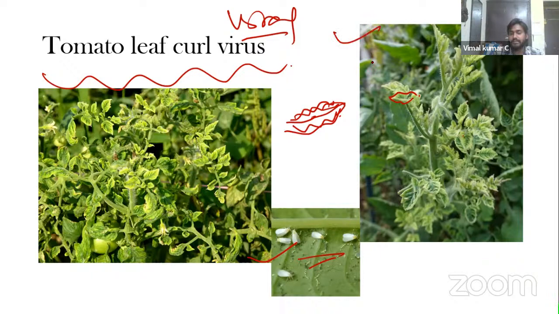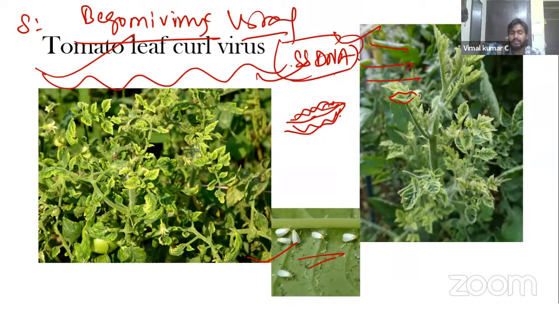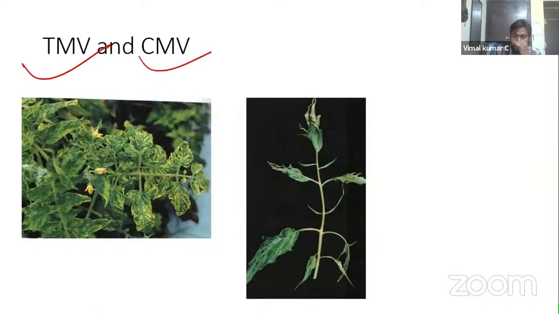And of course, as with other viral diseases, stunting will be there, yield reduction will be there, there will be no reproductive structures, and even a reduction of leaf size. Everything will be there with respect to tomato leaf curl also. It is caused by this species, and the genus is Begomovirus, which is a single stranded DNA virus. The rest of the viruses we have studied till now were ssRNA, but here it is a single stranded DNA virus. Then TMV and CMV in tomato.